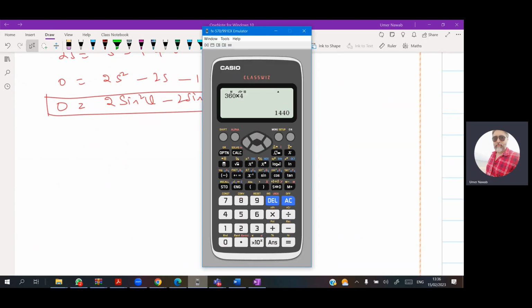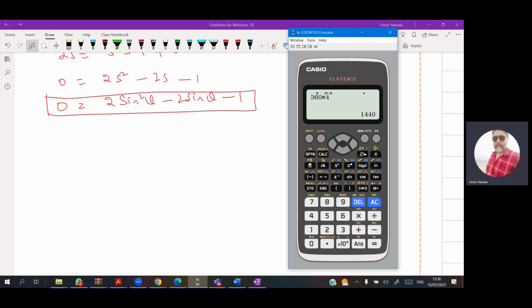Go to the calculator, since it is a disguised quadratic equation in sine theta. Go to the menu, and I'm going to look for polynomial equation. I want to solve degree 2. Enter 2, the coefficient of sine squared. Enter minus 2, the coefficient of sine, and minus 1. And what is my first answer?